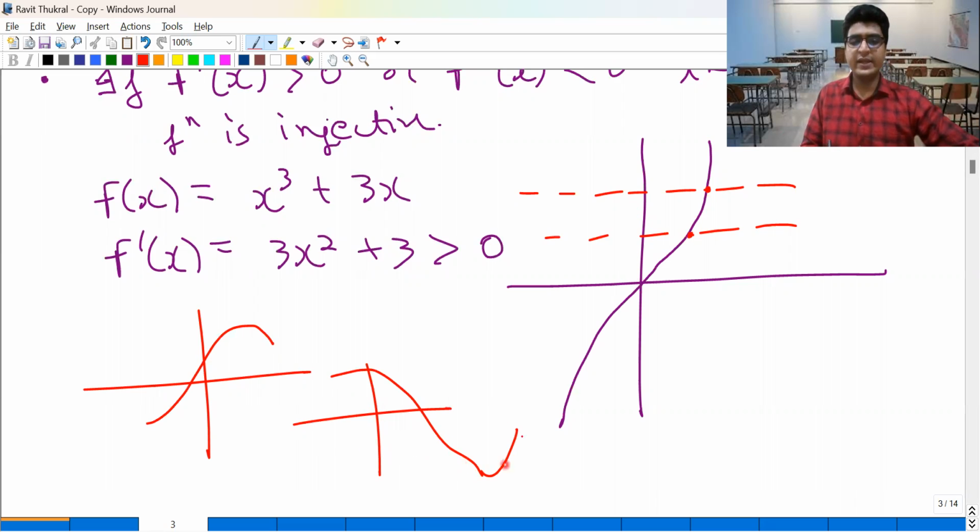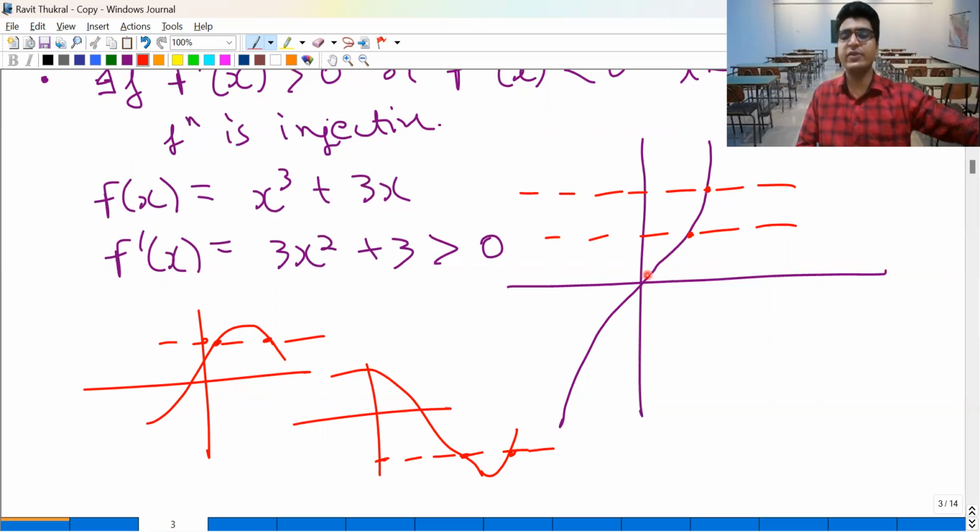Because if it suddenly changes direction, then here we can have two associations. Here we can have two associations. But here you cannot have two associations. It will have exactly one association because it is strictly increasing and it cannot change direction. So that's why if a function is strictly increasing or strictly decreasing, it has to be injective. All right.